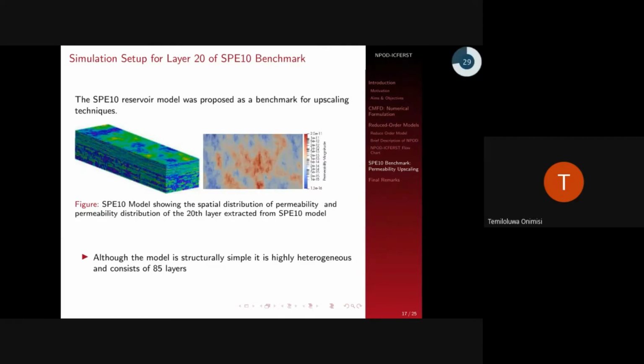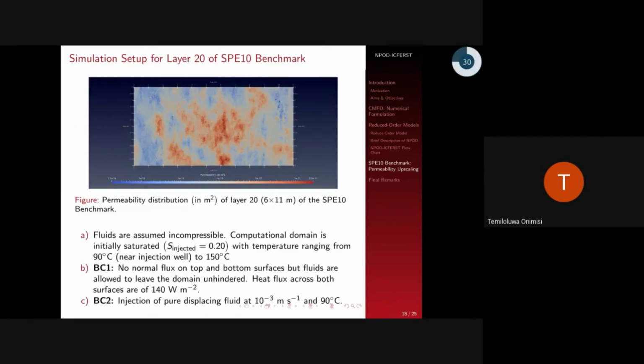Next slide, please. So for this work, we just extracted one of the 85 layers to use for our simulation, and it's layer 20. Next slide. For the simulation setup, the fluids are assumed incompressible. The image here is showing the permeability distribution, in dimension of 6 by 11, of layer 20. This is layer 20.